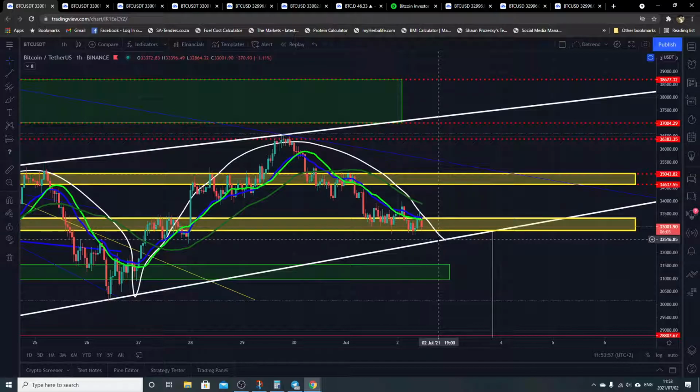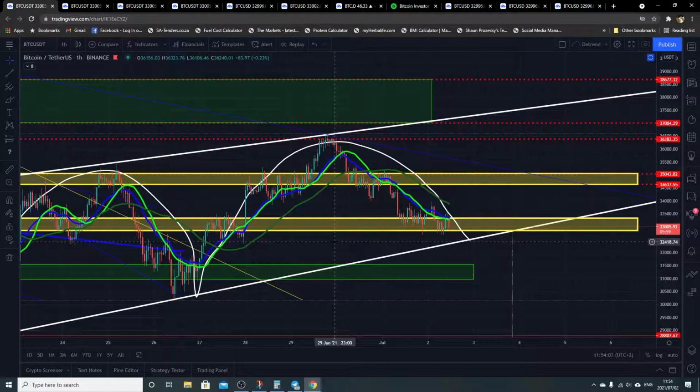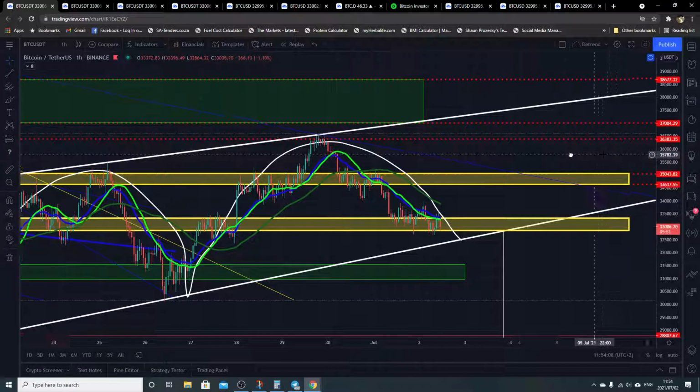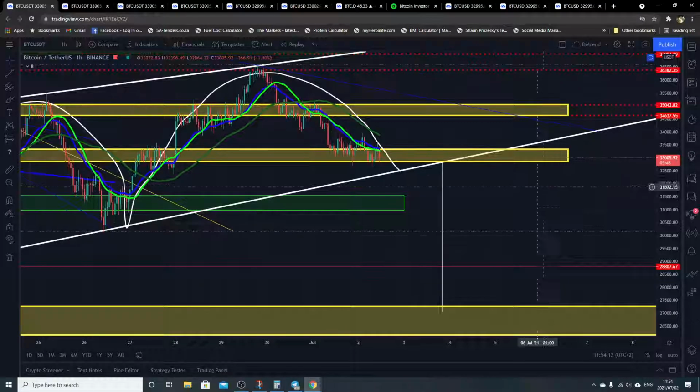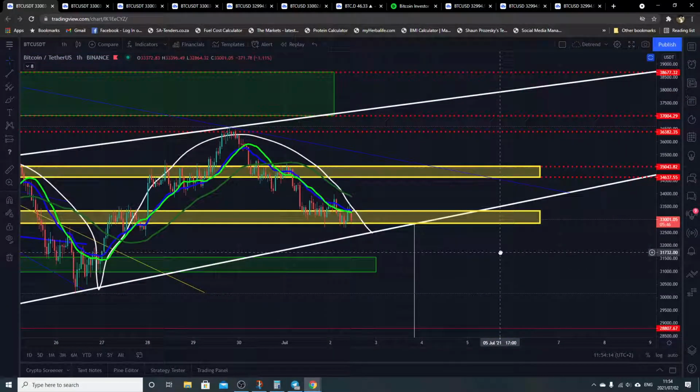So please, guys, don't listen to these guys. Keep an open mind and be optimistic. This is what the charts are saying at the moment. This is where we are going, and that's where we are going. Two scenarios. That's it.